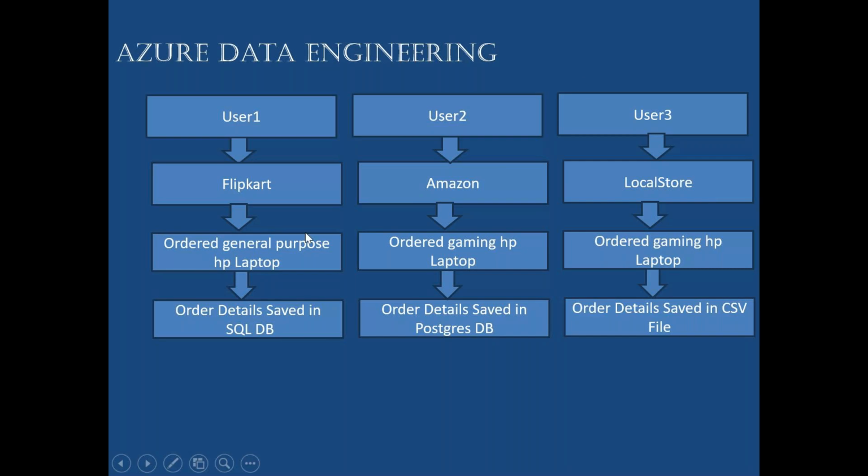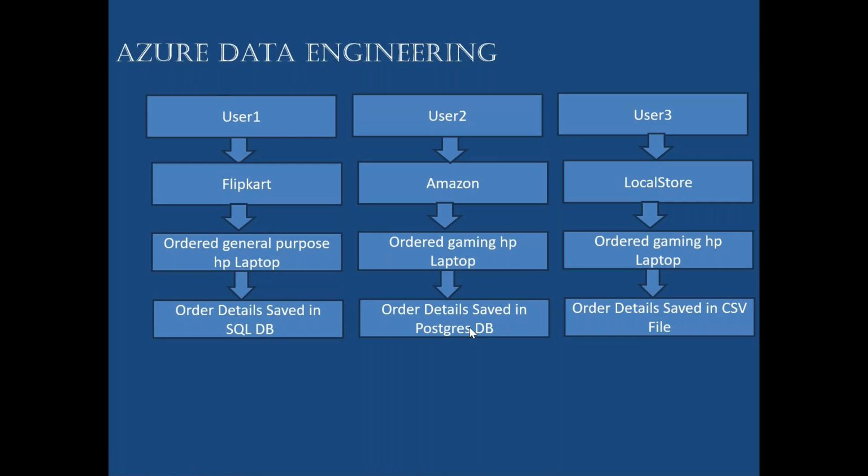Now, if you see here, user 1 placed an order for a general purpose HP laptop he purchased. User 2, if you see, a gaming HP laptop. User 3 also purchased a gaming HP laptop. Now, different categories of purchases we have collected across different databases. Here SQL database, here Postgres database.